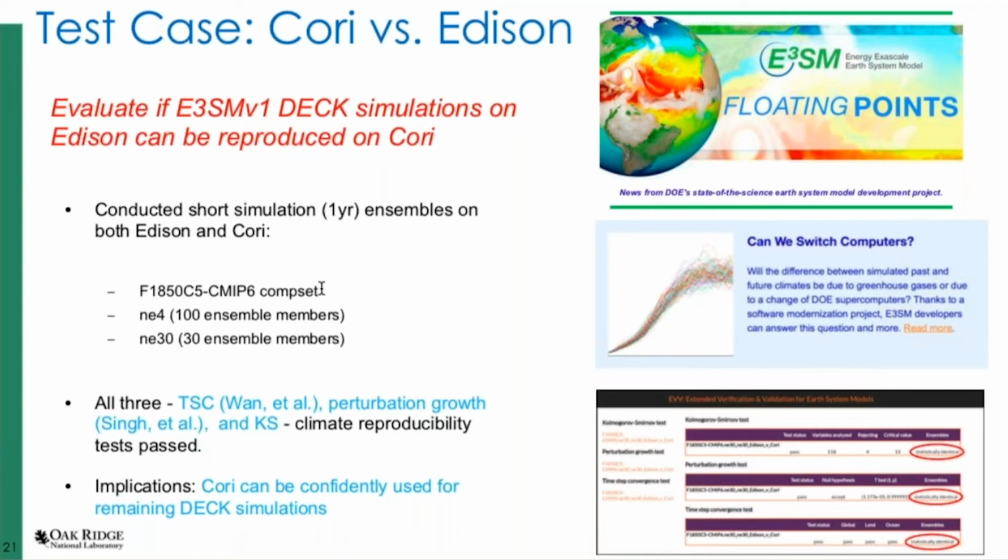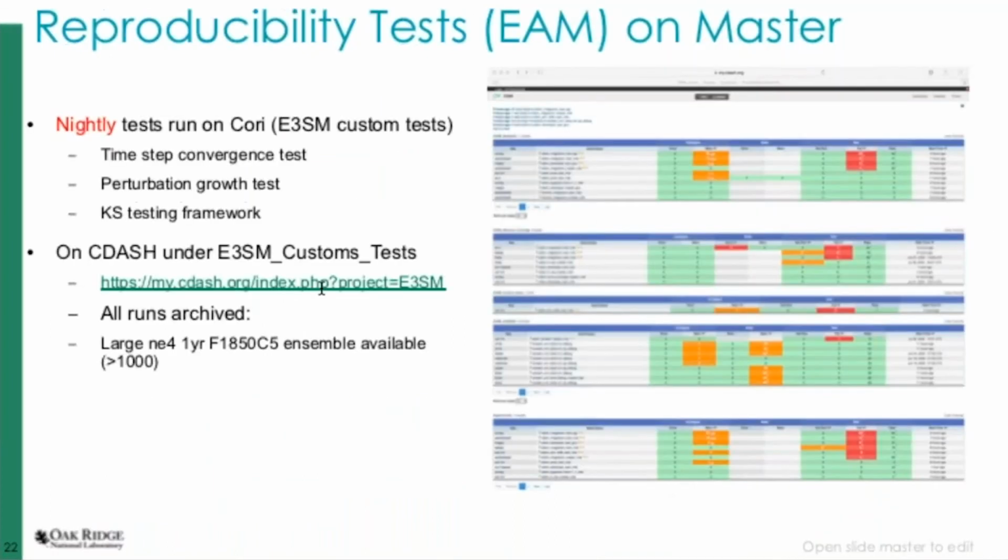And we got similar results from the convergence test that Huiwan worked on, and the perturbation growth test that Balwinder Singh had worked on. So we have incorporated these tests into the E3SM testing framework: all three tests, Huiwan's, Balwinder Singh's, and the case testing framework. Joe Kennedy had worked on this, and he put it into the E3SM custom test part of it. These were being run nightly, and we recently figured out that they have not been running properly, and we are working to fix it.